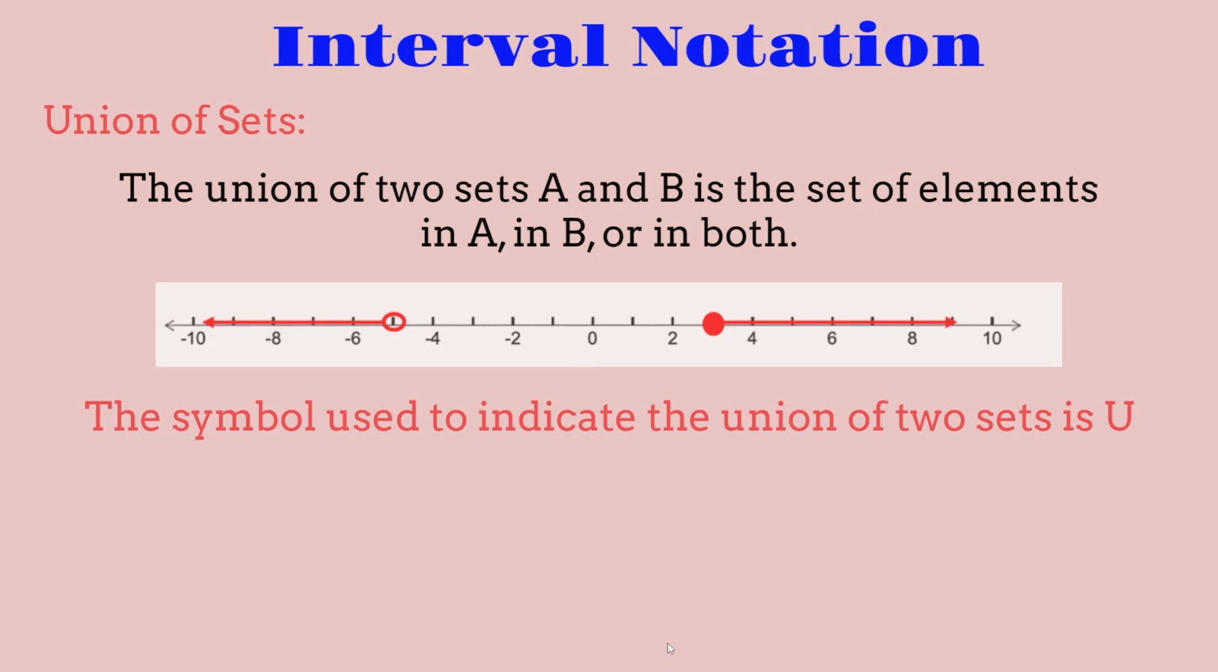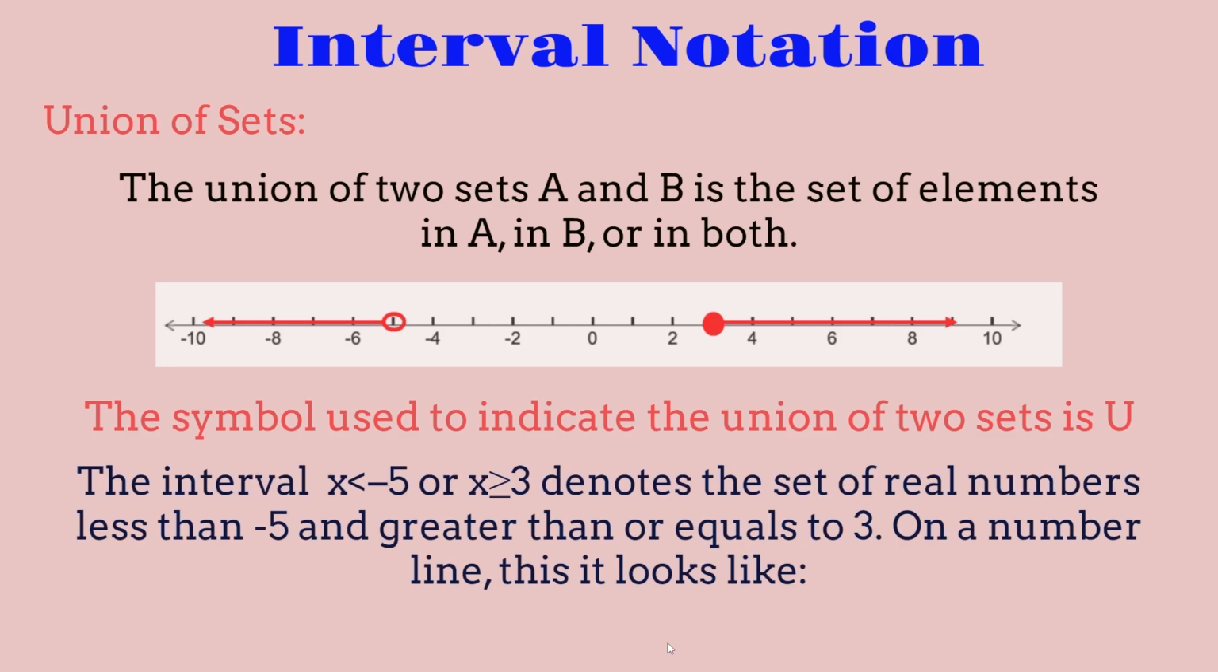Now moving on, there's also something called the union of sets. The union of two sets, A and B, is the set of elements in A, in B, or in both. Basically, we use the union to combine multiple different sets. The symbol that we use to indicate the union of two sets is U. For example, in this number line, we can see that x can be less than -5, and in the other case, x is greater than or equal to 3.